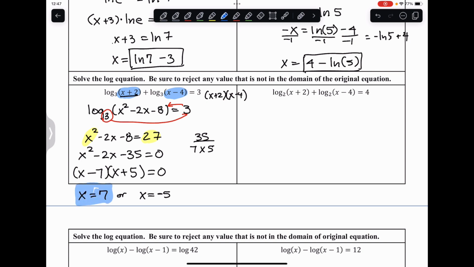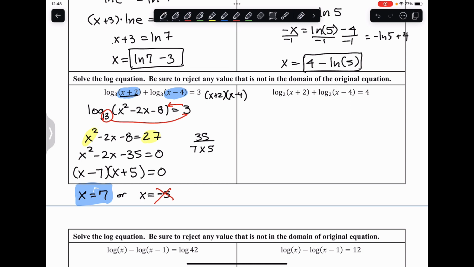Because negative 5 will make these logs appear negative. Remember, the domain of a log is whatever makes this greater than 0. So here, x has to be greater than negative 2. X plus 2 greater than 0 means that x has to be greater than negative 2. And since negative 5 is not greater than negative 2, that means that this is out. So x cannot equal negative 5. And the only solution we have for this equation is x equals 7.